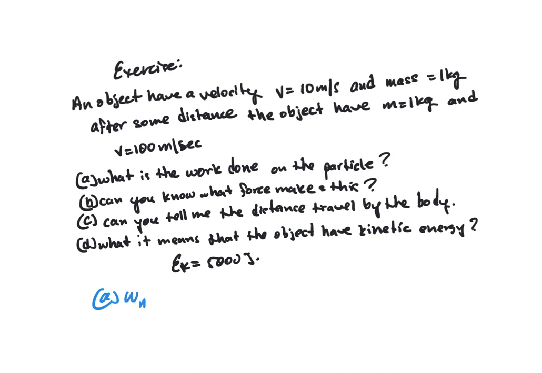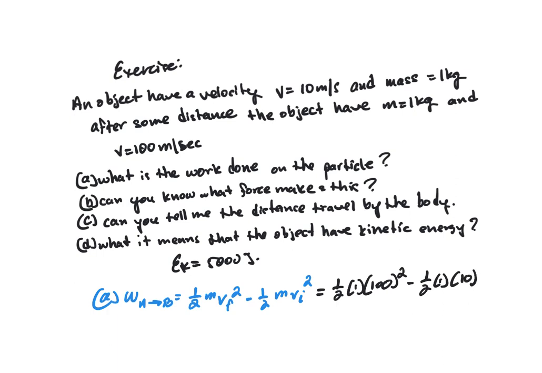So from A to B, it will be 1/2 mass times the final velocity squared minus 1/2 mass times the initial velocity squared. So it will be 1/2 times the mass of 1 kilogram times 100, which is the final velocity, squared, minus 1/2 times 1 times 10 squared.